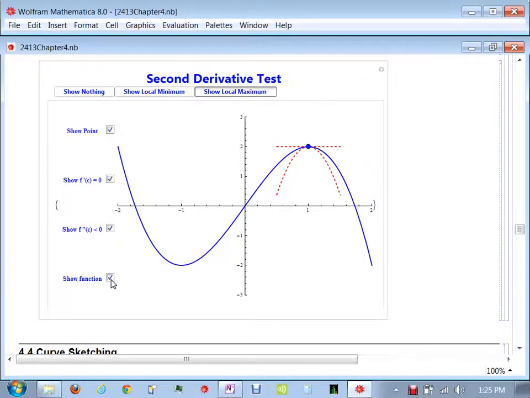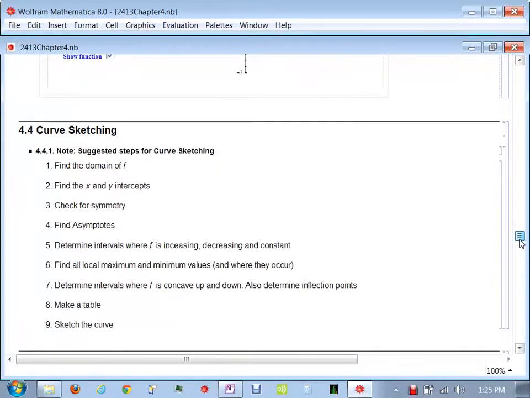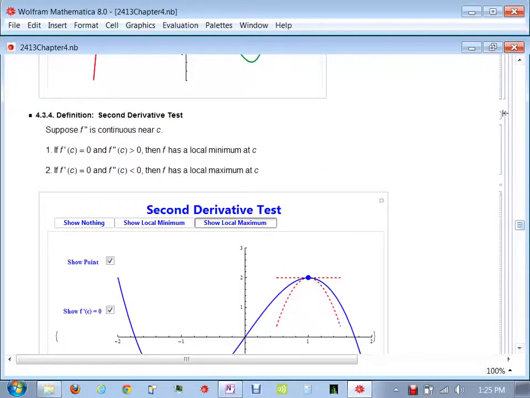So the second derivative is very powerful. It gives you a way to find whether or not you have a local max or min pretty quickly. The drawback to the second derivative test is that you have to take the second derivative. So sometimes taking the second derivative is hard, but it's a pretty convenient little test. Okay, that's it for that section.